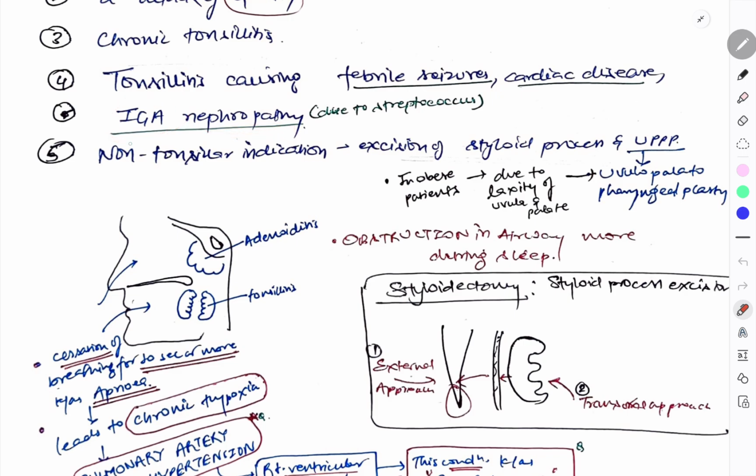Okay, if someone asks what are the non-tonsillar indications of tonsillectomy, you have to tell excision of styloid process and UPPP, that is uvulopalatopharyngeal plasty. In these cases, if we have to cut down the styloid process because it is enlarged, we have to dissect the tonsils. And one more thing is glossopharyngeal neurectomy. For glossopharyngeal neurectomy, we have to do tonsillectomy first. Okay, so these are the non-tonsillar indications for tonsillectomy.